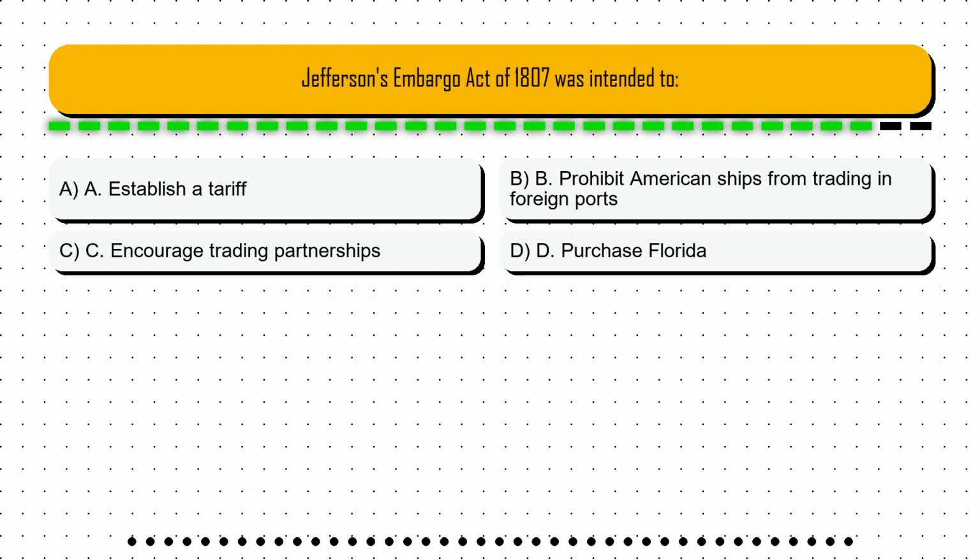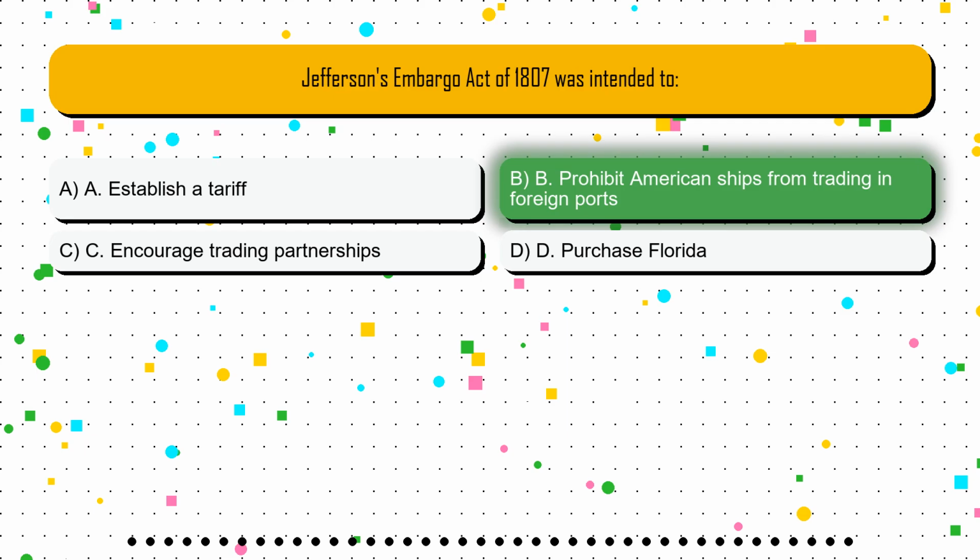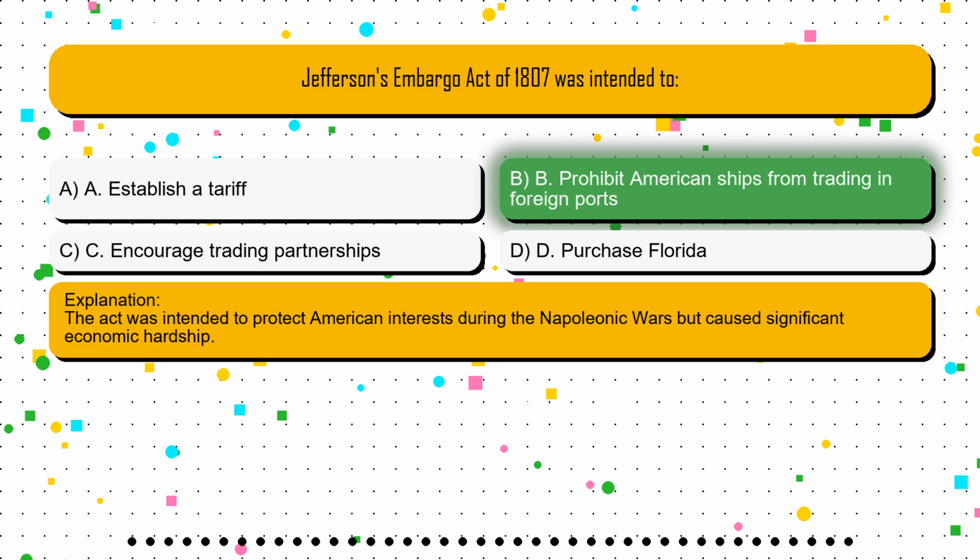Question 31. Jefferson's Embargo Act of 1807 was intended to: Option A, establish a tariff. Option B, prohibit American ships from trading in foreign ports. Option C, encourage trading partnerships. Option D, purchase Florida. The correct answer is option B, prohibit American ships from trading in foreign ports. The act was intended to protect American interests during the Napoleonic Wars but caused significant economic hardship.